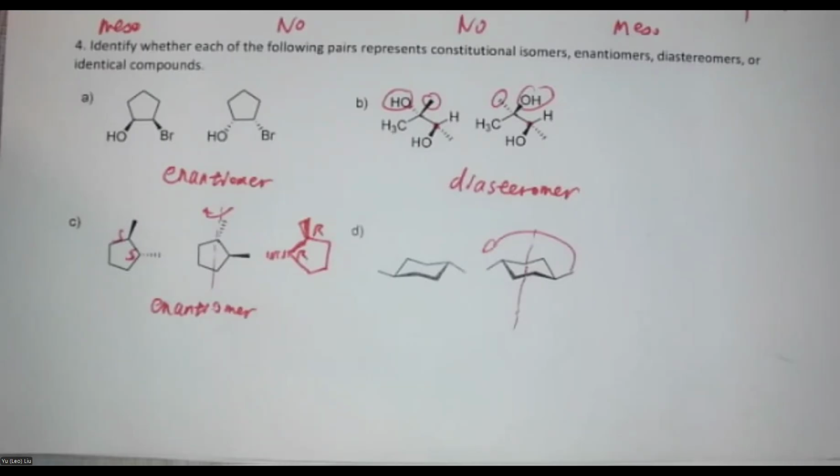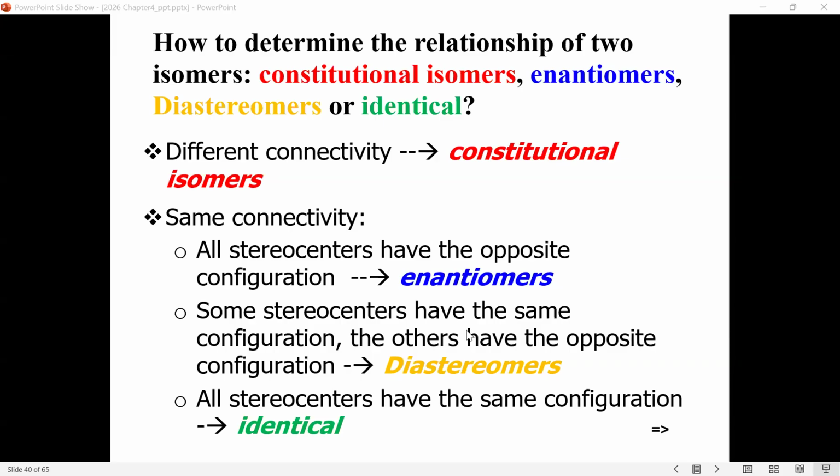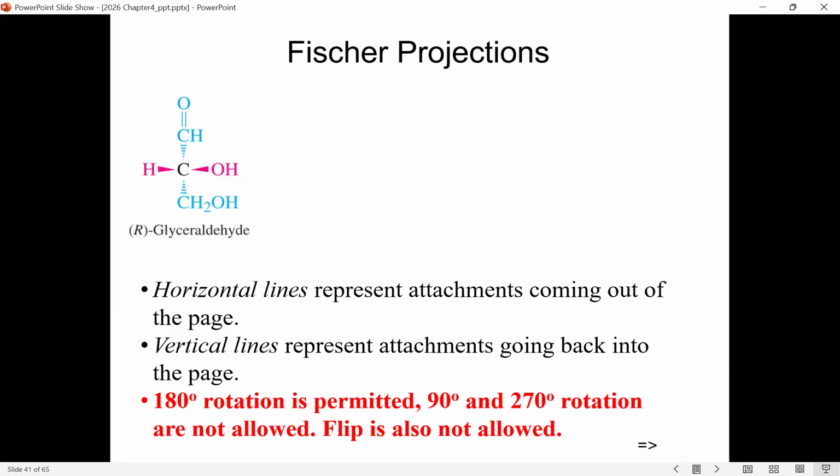So now we continue our lecture. The slides go back. So far we already learned two ways to show the stereochemistry of the molecule. One is using the dash and wedge bond structure, the line angle structure. And another one is using the Newman projection.